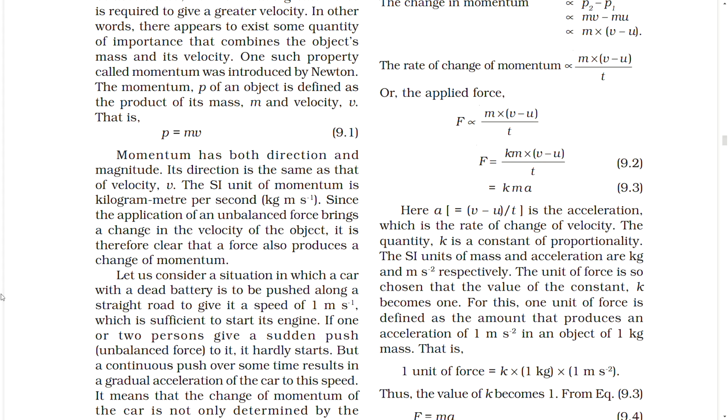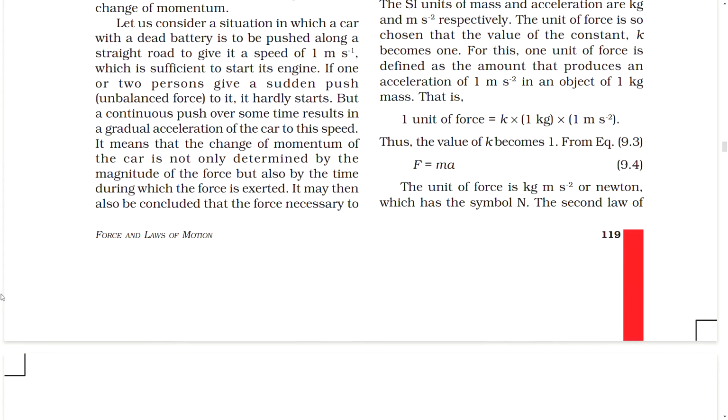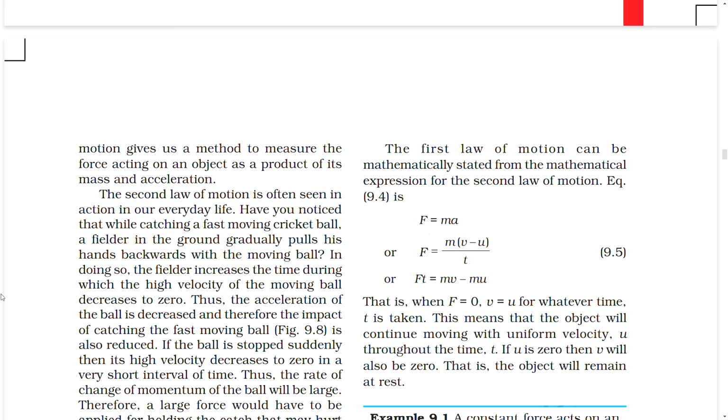That is, one unit of force equals k into 1 kg into 1 meter per second square. Thus, the value of k becomes 1 from the equation F equals ma. The unit of force is kilogram meter per second square or Newton, which has the symbol N. The second law of motion gives us a method to measure the force acting on an object as a product of its mass and acceleration.